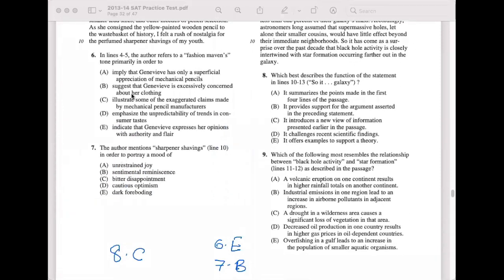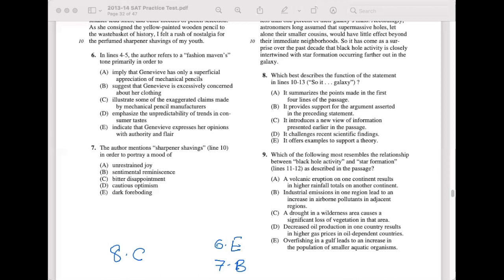Yeah, let's go back here. So a volcanic eruption on one continent results in higher rainfall totals on another continent. Industrial emission in one region leads to an increase in airborne pollutants in adjacent regions. A drought in a wilderness area causes a significant loss of vegetation in that area. Decreased oil production in one country results in higher gas prices in oil-dependent countries. And overfishing in a gulf leads to an increase in the population of smaller aquatic organisms.